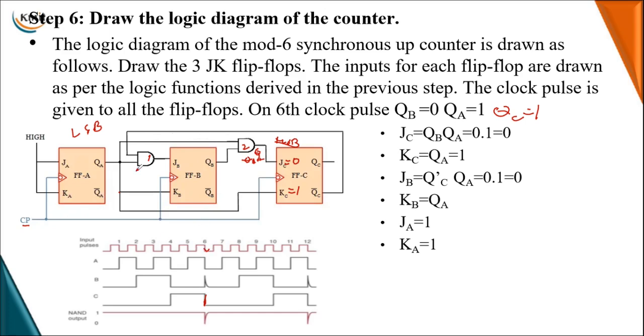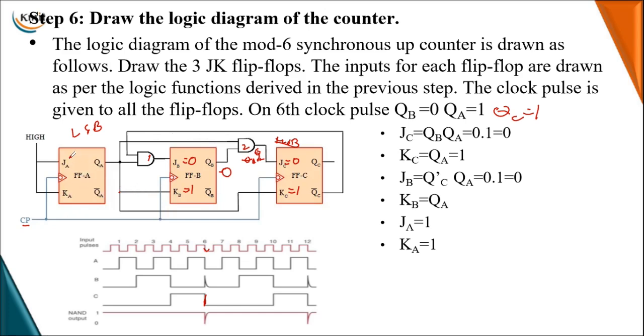Next, coming to the JB value. JB depends on QC bar and QA. As QC is 1, QC bar is 0, and QA is equal to 1, so 0 AND 1 will become 0. KB is equal to QA, and as QA is equal to 1, on the sixth clock pulse the JB value is 0 and the KB value is equal to 1. So if we apply 0 1 on flip-flop B on the sixth clock pulse, it will reset. Hence QB comes to the 0 state.